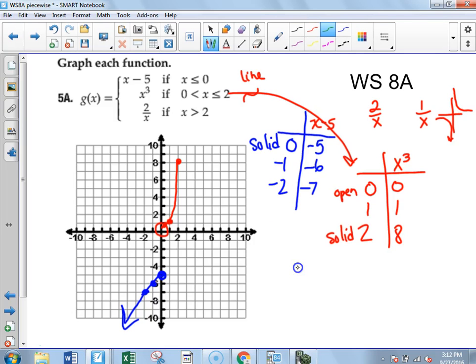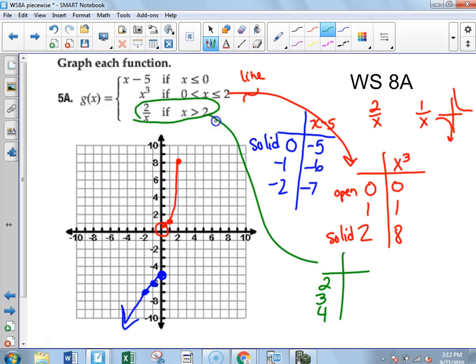All right, then I'm going to switch to green here and talk about this guy. This says from 2 on up, so what are some numbers we might try putting in there? 2, 3, 4. At 2, okay, it said to start at 2, but it didn't have an equal to, so this is going to be an open circle. Okay, the rule is 2 divided by that number. So 2 divided by 2 is 1, 2 divided by 3 is 0.7, it's 2/3. 2 divided by 4 is 1/2 or 0.5.